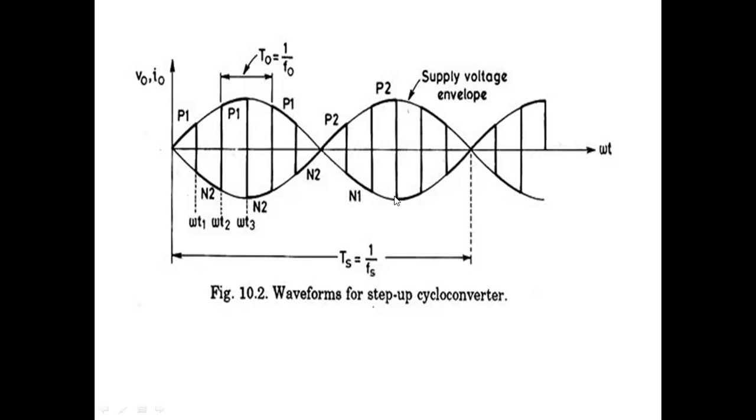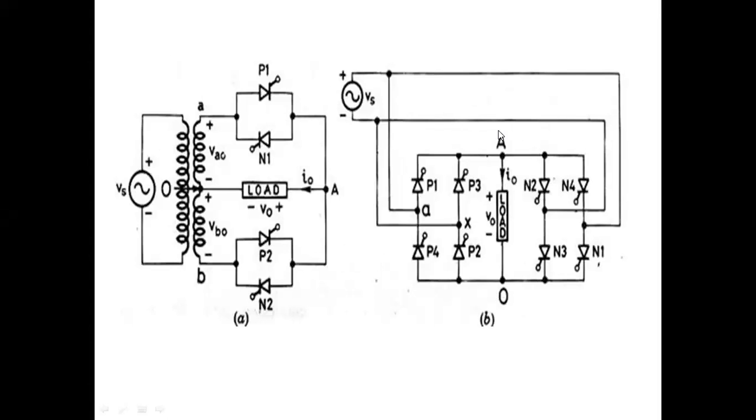Is it clear? In the negative cycle, do one thing. For bridge type, 2 thyristors will be on. Here you write down P1, P2. Note down in your notes. Near P1 write P1, P2, near N2 write N1, N2. Again P1, P2, N1, N2. In place of P2 write down P3, P4, here N3, N4. P3, P4, N3, N4. The waveform is the same for both this circuit and this circuit.